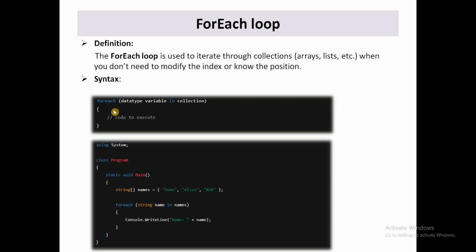Here is the syntax of this. First one, we have to declare the data type, like int type, string type, char type, or var type. Second, we have to declare the variable, and then the collection, like a string array, or any kind of list we have. So this is the syntax of for each loop. Next we have the example of for each. We put some string array values into this, and then we iterate the for each loop.